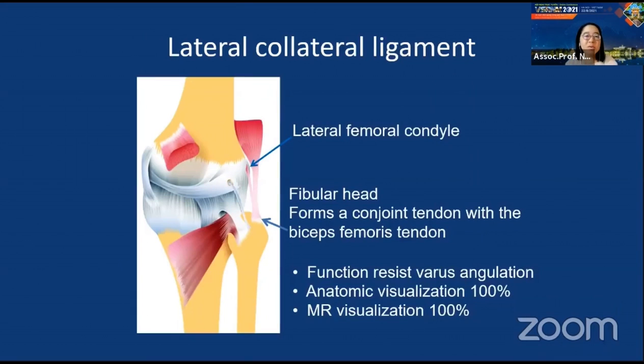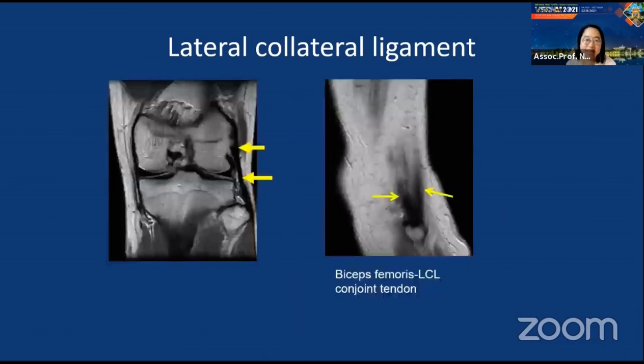Let's start with the lateral collateral ligament. It starts from the lateral femoral condyle, goes to the fibular head, and forms the conjoint tendon with the biceps femoris tendon. You will always be able to identify these structures on anatomy and MRI. This is how we trace it. Start from the coronal view. You can see the biceps femoris tendon. You can see the lateral collateral ligament also goes to the fibular head. It forms the conjoint tendon with the biceps femoris posterior and the LCL anterior.